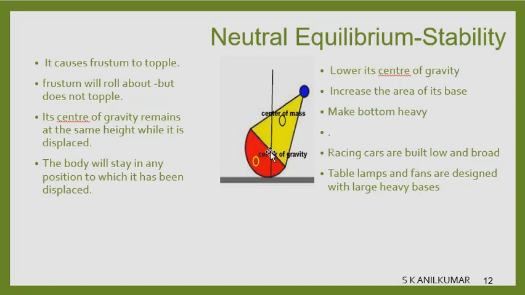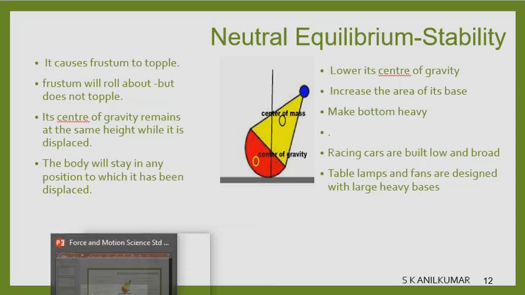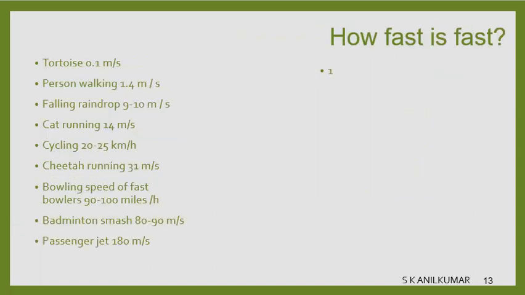This example is also used in a table lamp or fan. When you put a table lamp on the table, the top, where the bulb and the fulcrum are, should not be heavy and fall down. For that, the bottom is made heavy and flat. Likewise, the table fan is also done in this fashion, right?